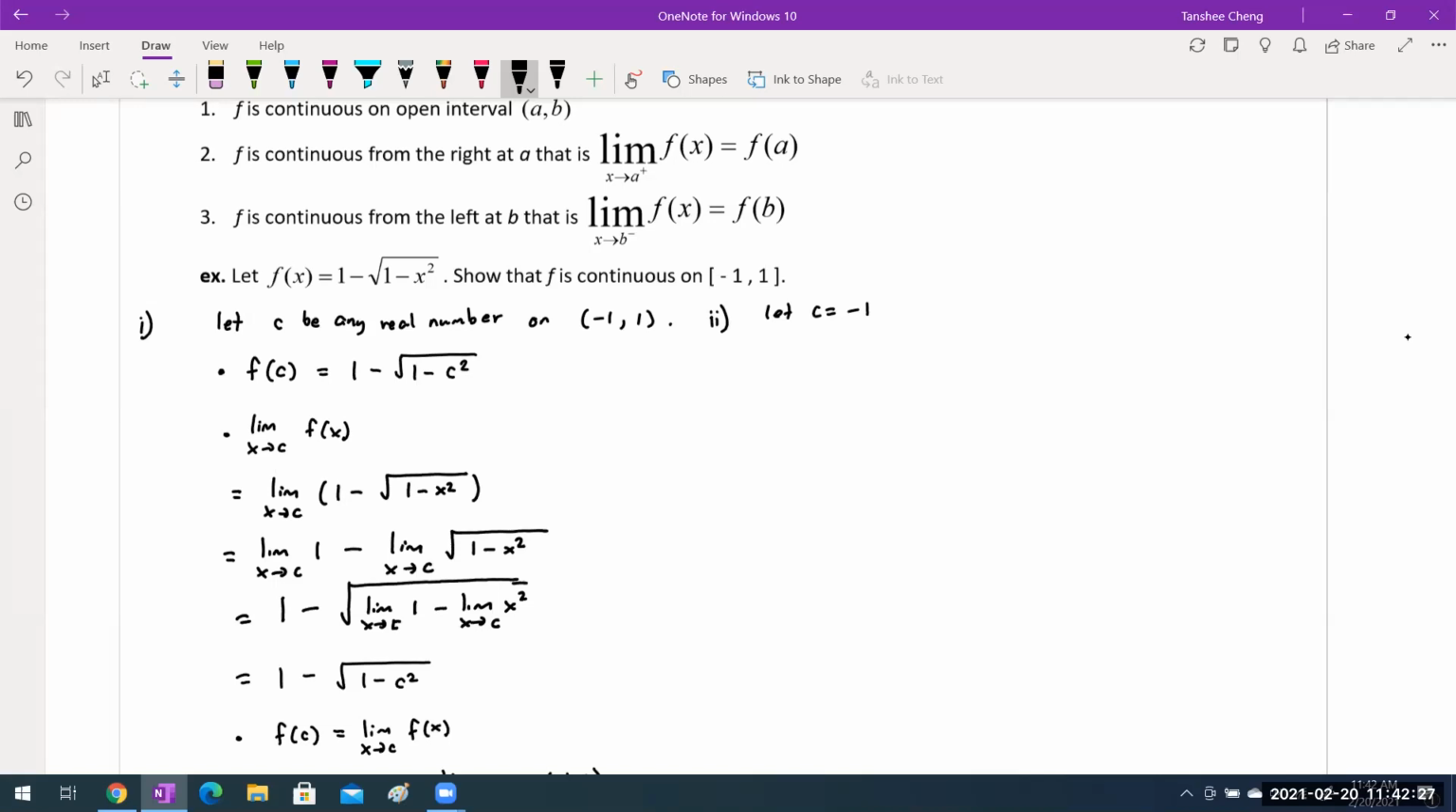So that means I want to prove, first, does f of -1 exist or not? Is it defined or not? I can simply substitute into the function: 1 minus the square root of 1 minus -1 squared, which gives us 0, so it will be 1.